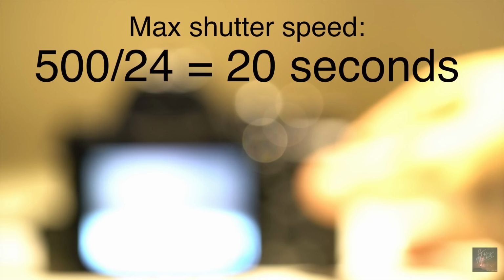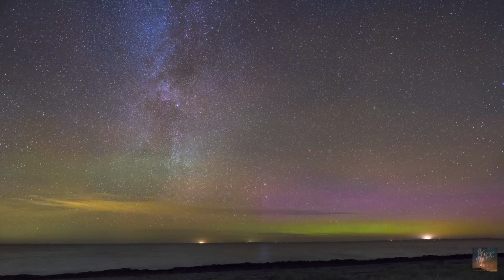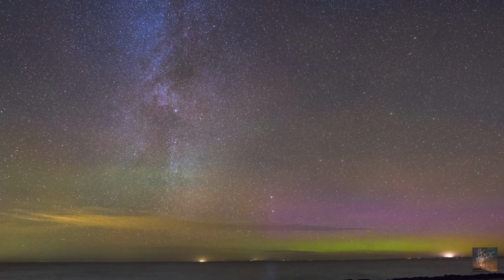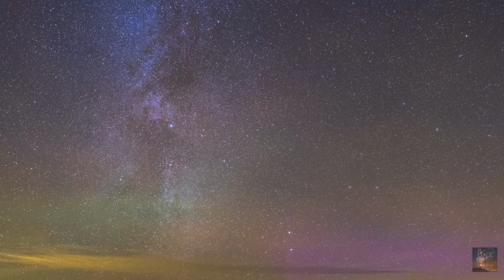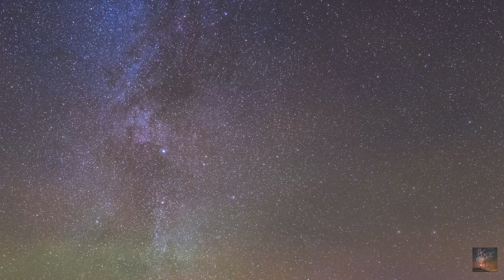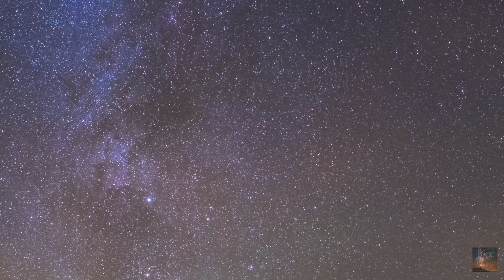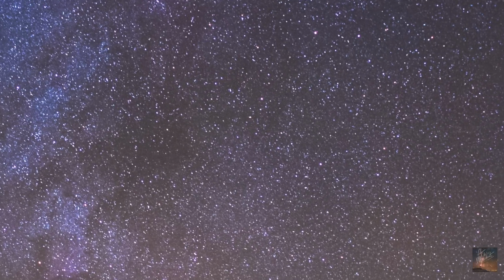For example, if I shoot with a 24mm lens, I can open my shutter speed up to 500 divided by 24, which is about 20 seconds. I usually tend to take a lesser value to ensure that no trailing will appear, so I would use 15 or 16 seconds with a 24mm lens. Even though you can never totally suppress trailing, you can minimize it.